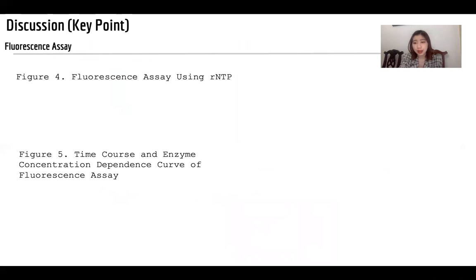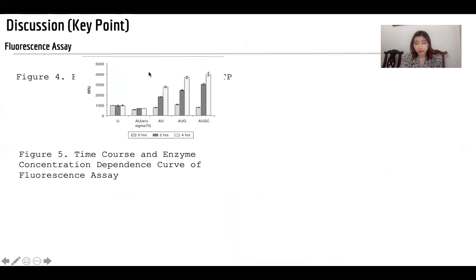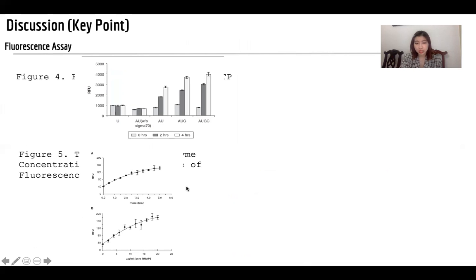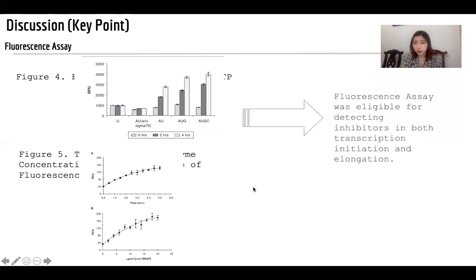Then in figures 4 and 5, they did a fluorescence assay using the mechanism in the introduction part. Before the HTS campaign, they use the gamma NTP to see the initiation and the elongation, and they draw the time course and the enzyme concentration curve. What they try to ensure here is that before going into the big HTS campaign, they do the fluorescence assay first to make sure it is eligible for detecting inhibitors, this time rifampin, in both the transcription initiation and elongation.